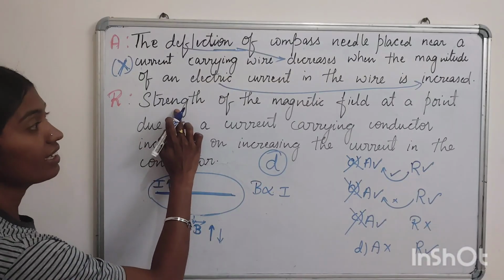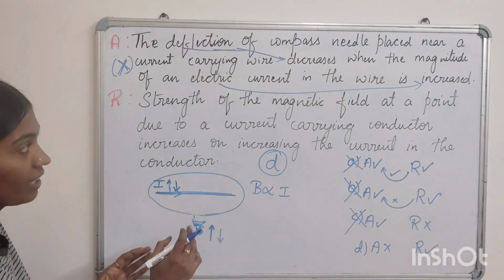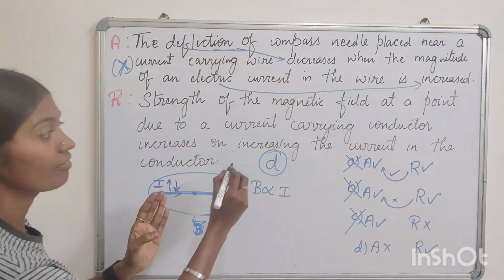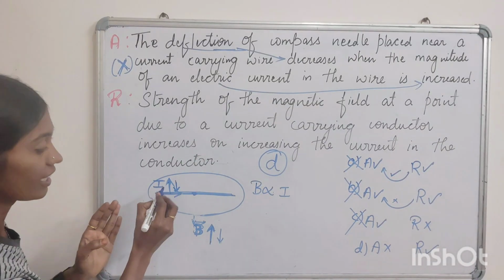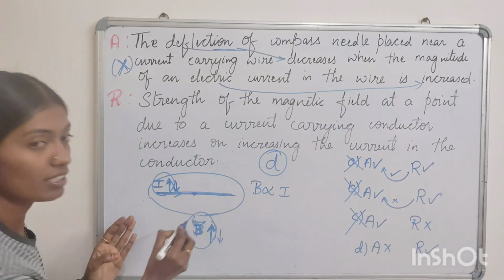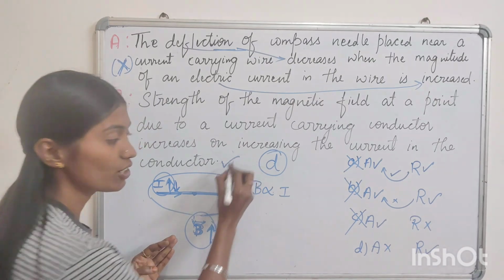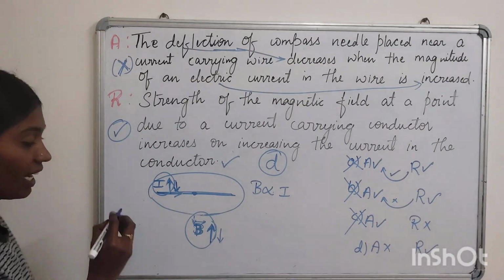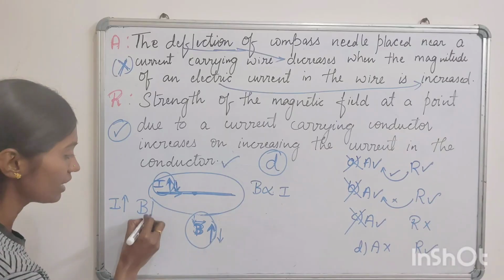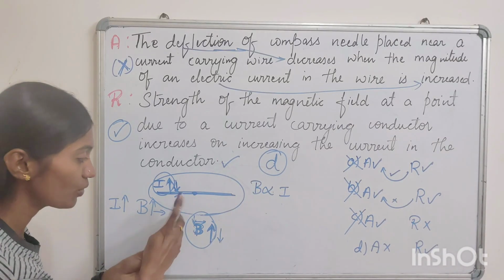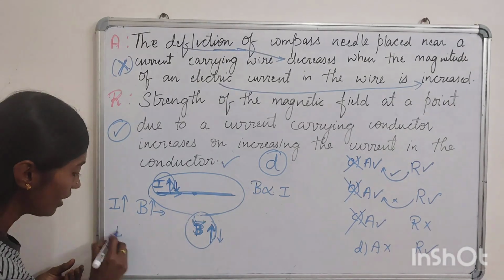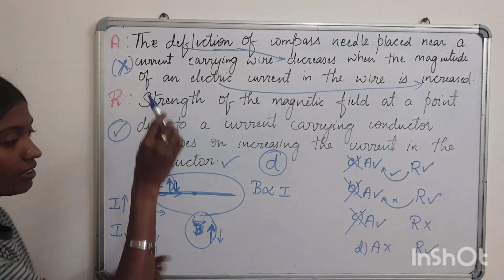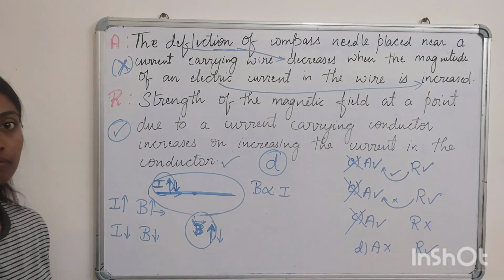Let us cross check. The strength of the magnetic field, that is B, at any point due to the current carrying conductor increases when the I value is increased. Is it true? Yes, as we discussed, it is true. Automatically when the assertion is false, the reason is true. As I value increases, B value increases, and the deflection will also increase. As I value decreases, B value decreases, and automatically the deflection will decrease. Assertion is false. Option D is your answer.